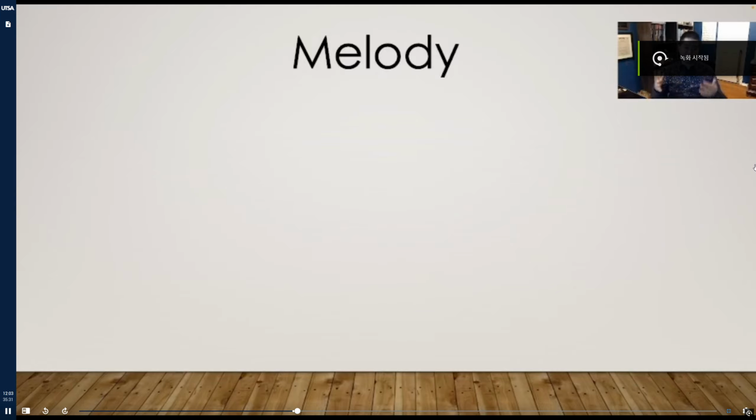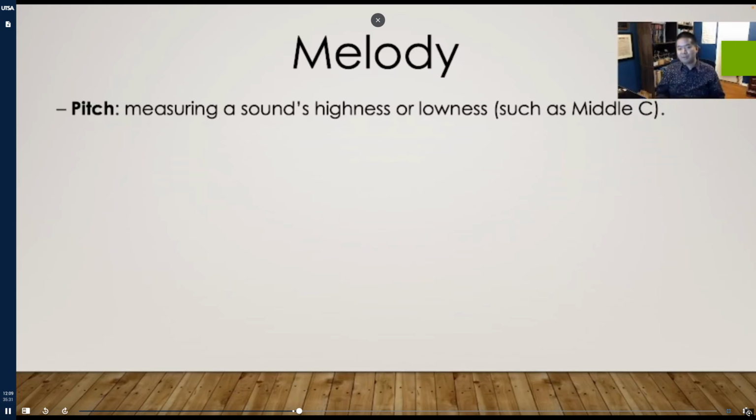Important parameters in music. We wouldn't have music as we know it without the parameter of melody. So when we're talking about melody, we're really measuring pitches, and pitch measures a sound's highness or lowness. So you might have heard of middle C before, which is in the middle of the piano, and then you can find the same C either octaves above it or below it, which sounds higher or lower, like this.